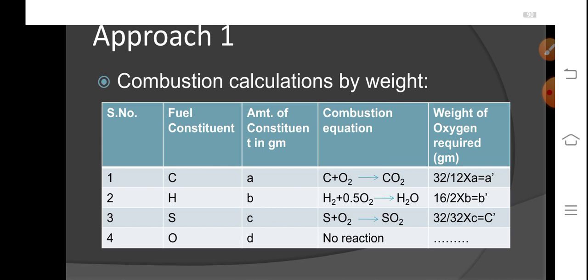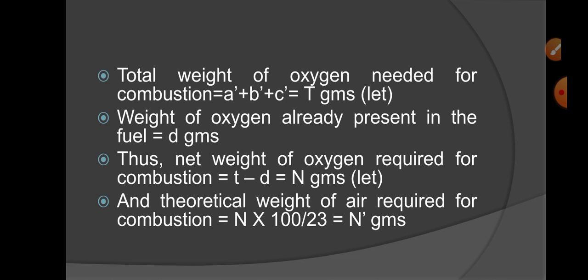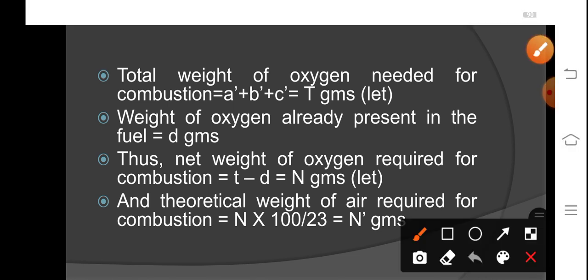Let A dash be the weight of oxygen required for carbon, B dash the weight of oxygen required for hydrogen, and C dash the weight of oxygen required for sulfur. So the total weight of oxygen required for the calculation is A dash plus B dash plus C dash. Now this is the total weight, but we have to calculate the net weight. Why? Because oxygen which is already present in the fuel is not being consumed anywhere, so we have to subtract it. So our total weight, A dash plus B dash plus C dash, equals T grams. The weight of oxygen already present in the fuel is D grams.